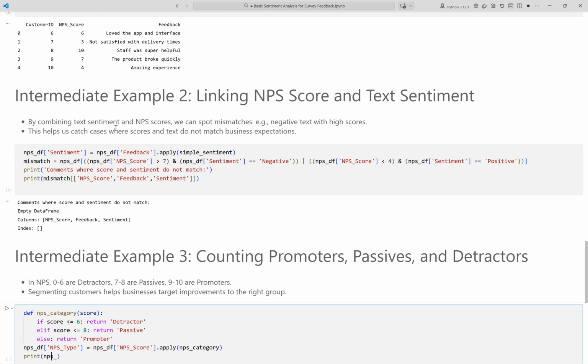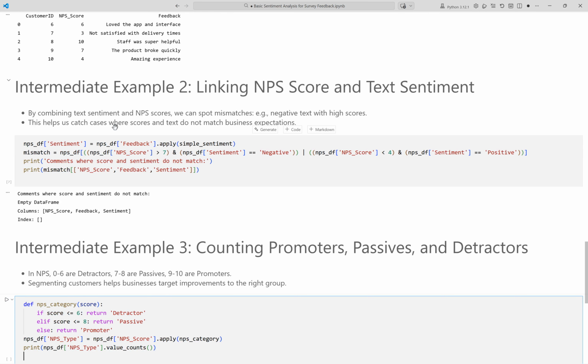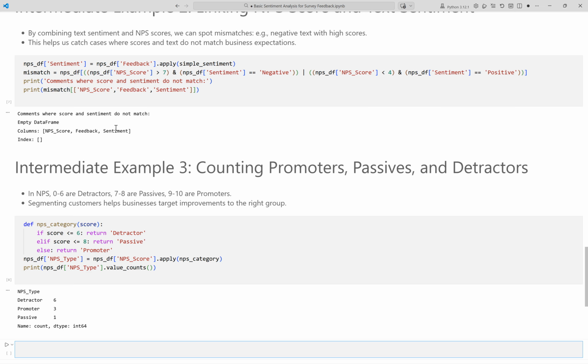Running the cell now. This output shows the count of customers in each NPS category after applying the classification function, with 6 detractors, 1 passive, and 3 promoters. Notice how the code segments the NPS scores into meaningful groups, which helps businesses understand the distribution of customer sentiment and prioritize actions for improvement. Would you like to see these categories on a pie chart? Try plotting them for practice.